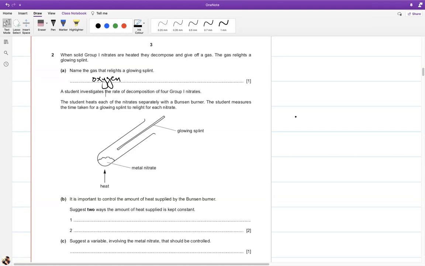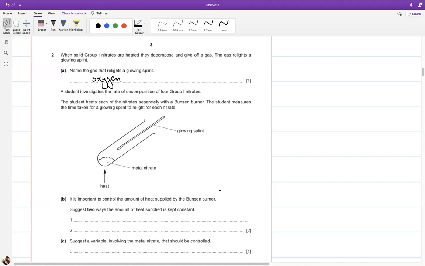So you can say that you keep the same size of the flame or same amount of gas being burned or something like that. You can turn the gas tap, if you have, you can turn it on to a certain same distance. Okay, so that's how you can make sure that the heat being supplied is constant to both of them.